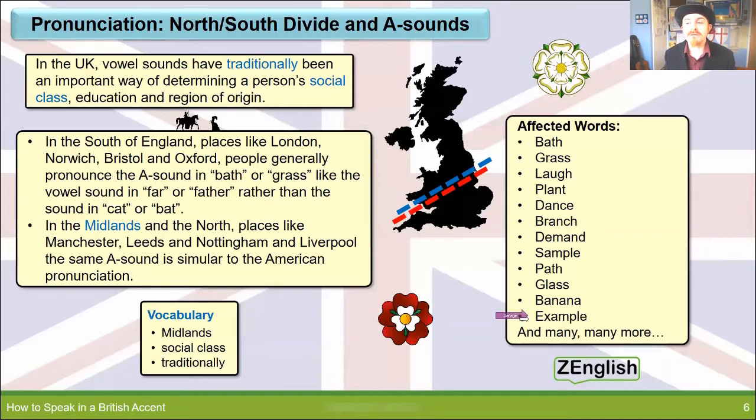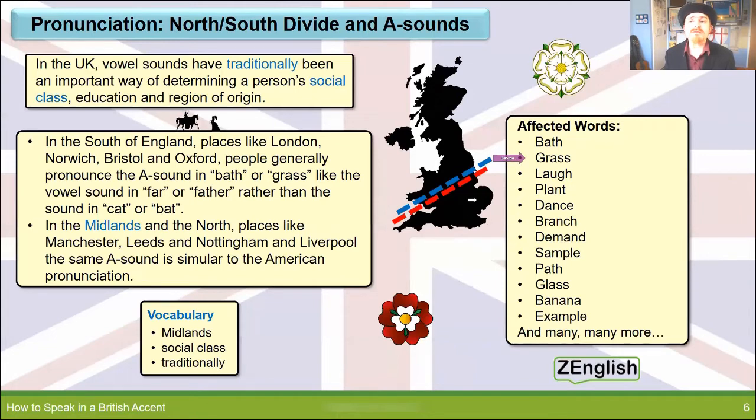North, example. Now, as you can see, they sound quite similar sometimes. Bath in the north, bath in the south. Grass in the north, grass in the south. It is quite difficult, but there are many, many more that follow this rule, and these are the most important ones.